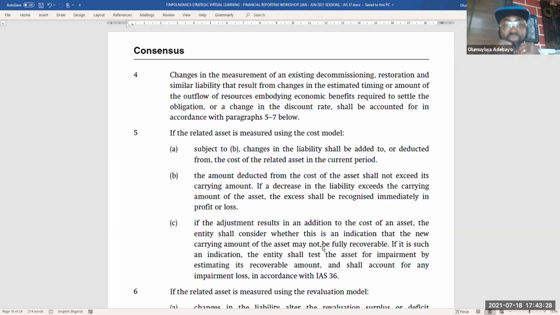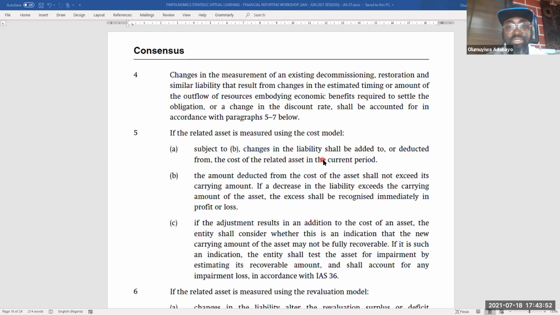Now, I will explain. Let's look at the position clearly from the angle of the standard and the interpretation guidance. If the related asset is measured using the cost model, which means you are using historical cost as a basis of recognizing the item of PPE, okay, what will happen is that, subject to B, we will come to B.